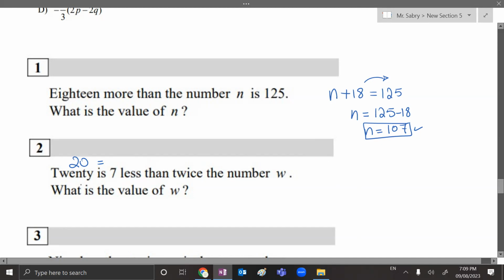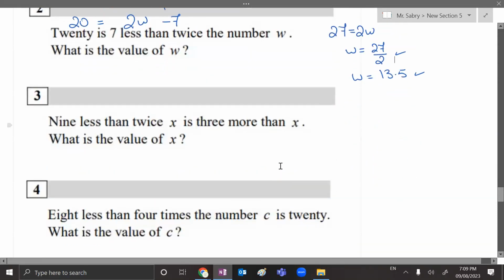Here it says 20 is, so 20 equals 7 less than something. So something minus 7. 7 less than twice the number w, so 2w minus 7. So if I need to find the value of w, I'll move negative 7 to the other side. I'll have 27 equals 2w. And then I'll move the 2 to the other side, so it's 27 over 2 or 13.5. They are both considered correct.